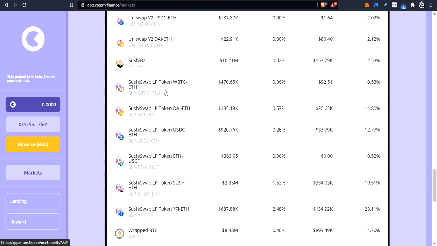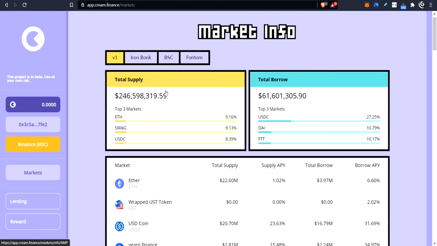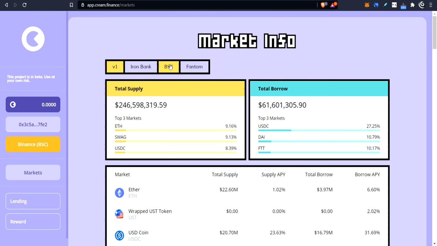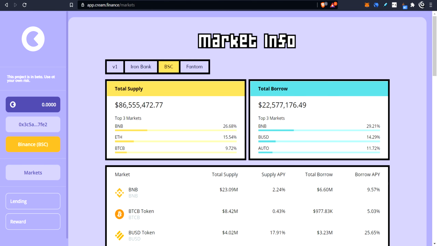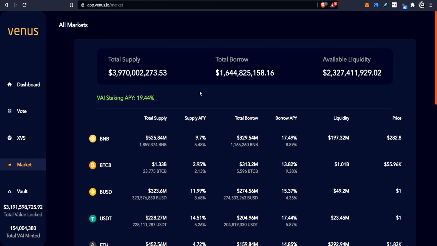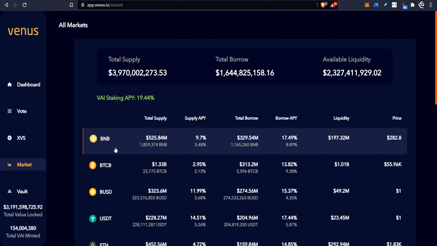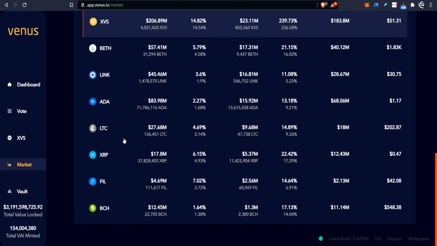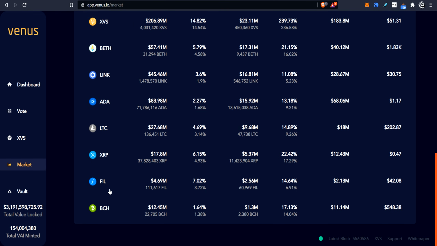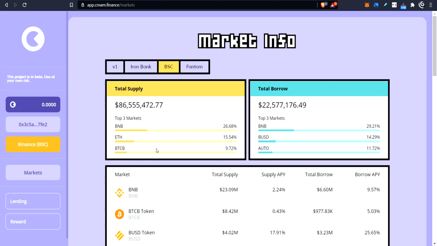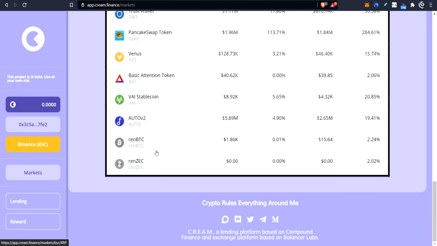Now, if we swing over to Iron Bank, well, let's skip Iron Bank for now and come back to it. Binance Smart Chain. We see another thing. Now, Binance Smart Chain doesn't have a whole lot of competition on borrowing and lending. It basically has only Venus. And if I go to Venus, let's open that right now. Okay, so here we are on the markets of Venus, and you can see there's a fair amount of tokens, but it doesn't even come close to what you can borrow and lend on the Cream Binance Smart Chain. There's quite a bit more.